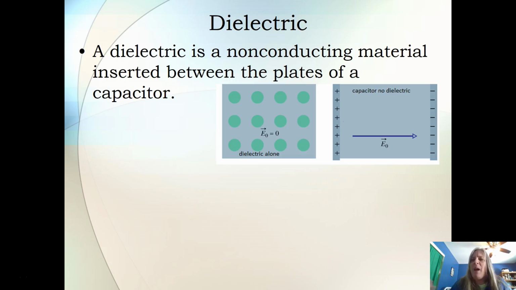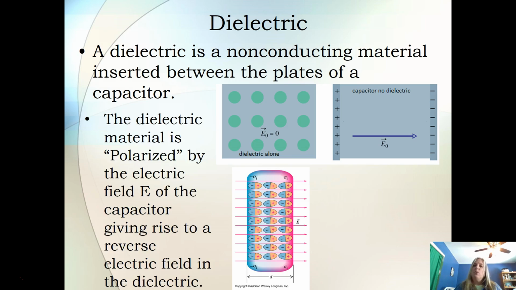Now, what happens when we put an insulator in between charged plates? Well, here I have a little picture of the dielectric by itself, all right? No electric field, it's just an insulator, right? Now, I also have a picture here of a capacitor that doesn't have a dielectric. So if we charge up a capacitor, we get this electric field in between. And here we have it set up so the positive charges are on the left and the negative charges on the right. And so the electric field points to the right.